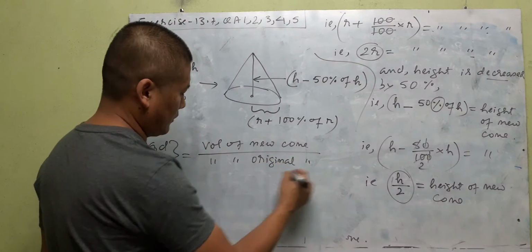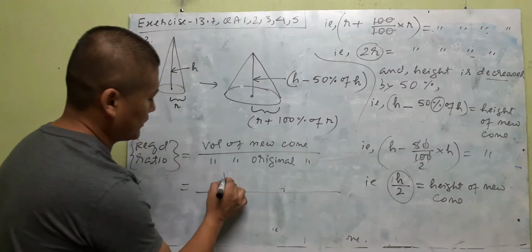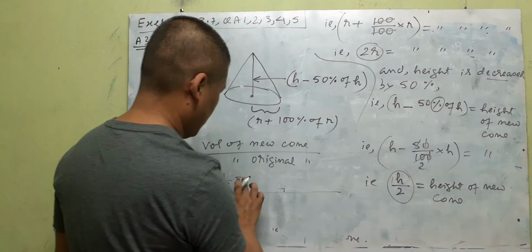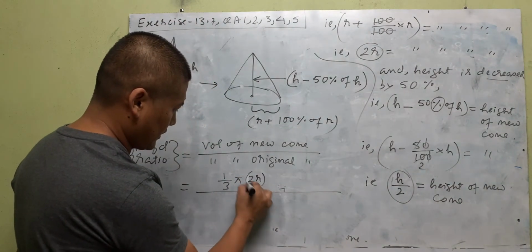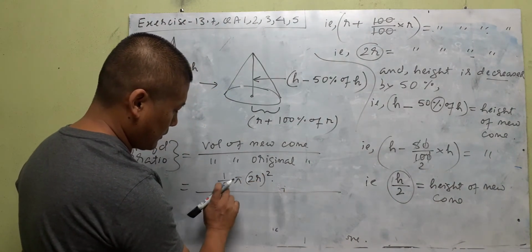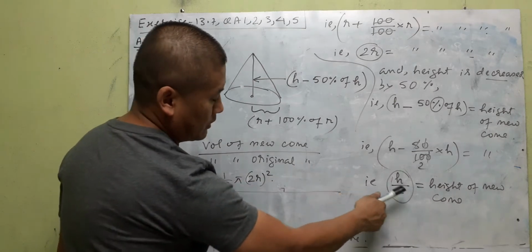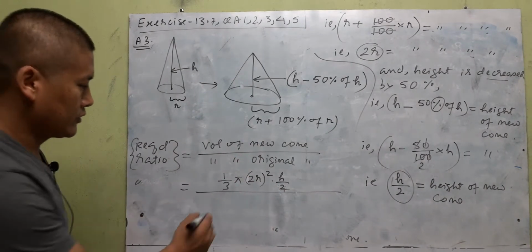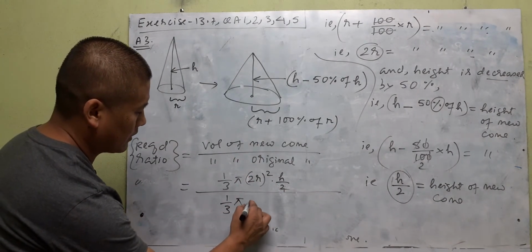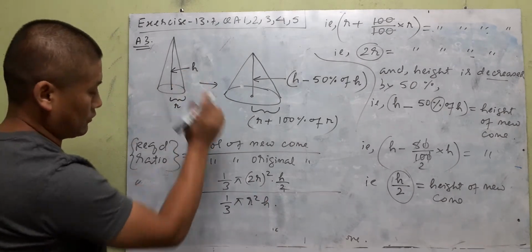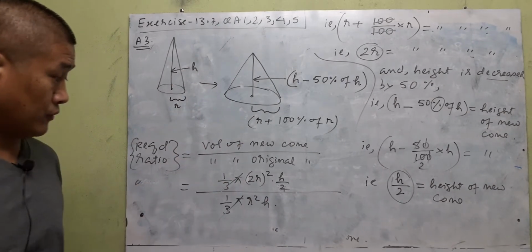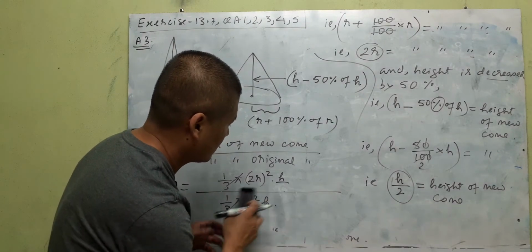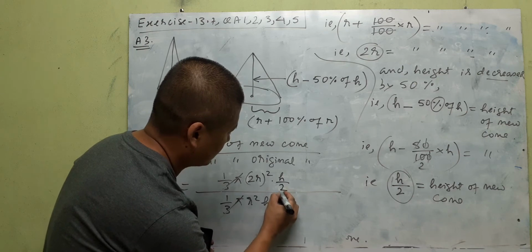original cone. The formula for cone volume is 1 by 3 pi r square h. For the new cone, r is 2r, so be careful to put brackets. 2r means this is the radius, the whole thing squared, 1 by 3 pi, then h is this one. So that's the formula for the new cone. For the original cone it is very easy, 1 by 3 pi r square h, because it's r and h only. So this 3 pi can cancel, right? Please note that there's a 2 here, okay? So I'll be very clear about that 2 here.